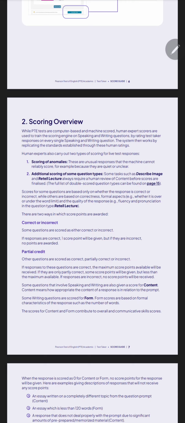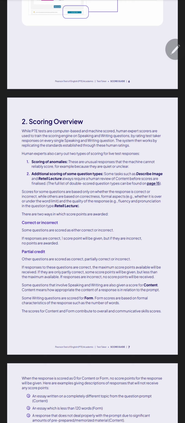If responses are correct, one score point will be given, but if they are incorrect, no points are awarded. Partial credit: other responses are scored as correct, partially correct, or incorrect. If responses to these questions are correct, the maximum score points available will be received. If they are only partly correct, some score points will be given, but less than the maximum available. If responses are incorrect, no score points will be received.